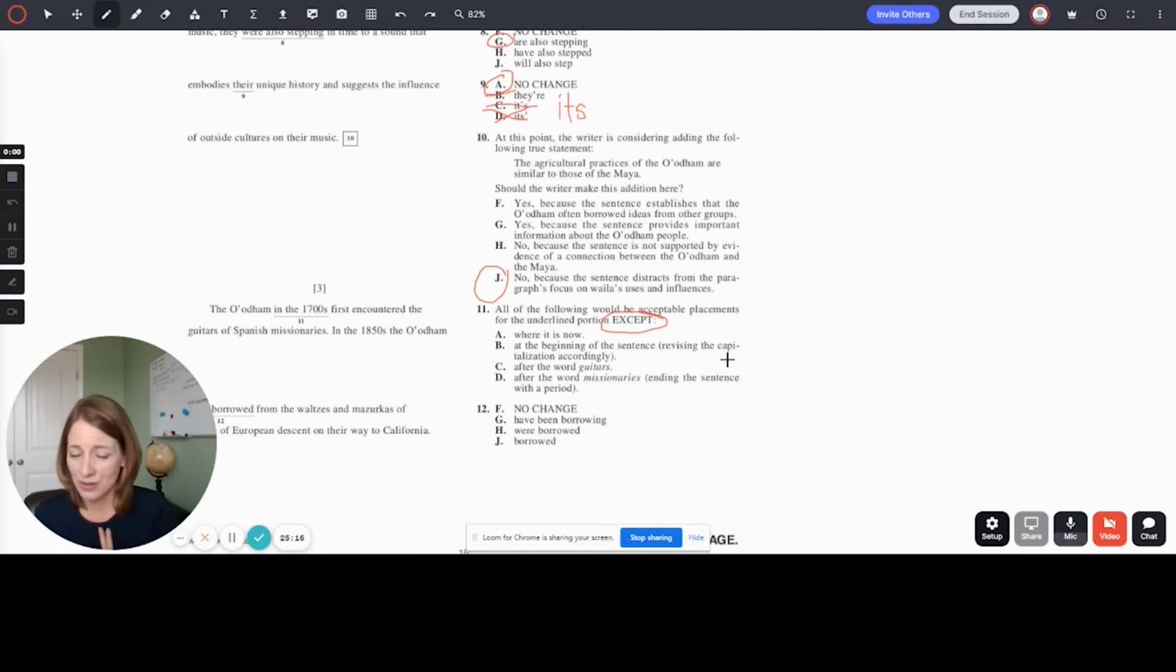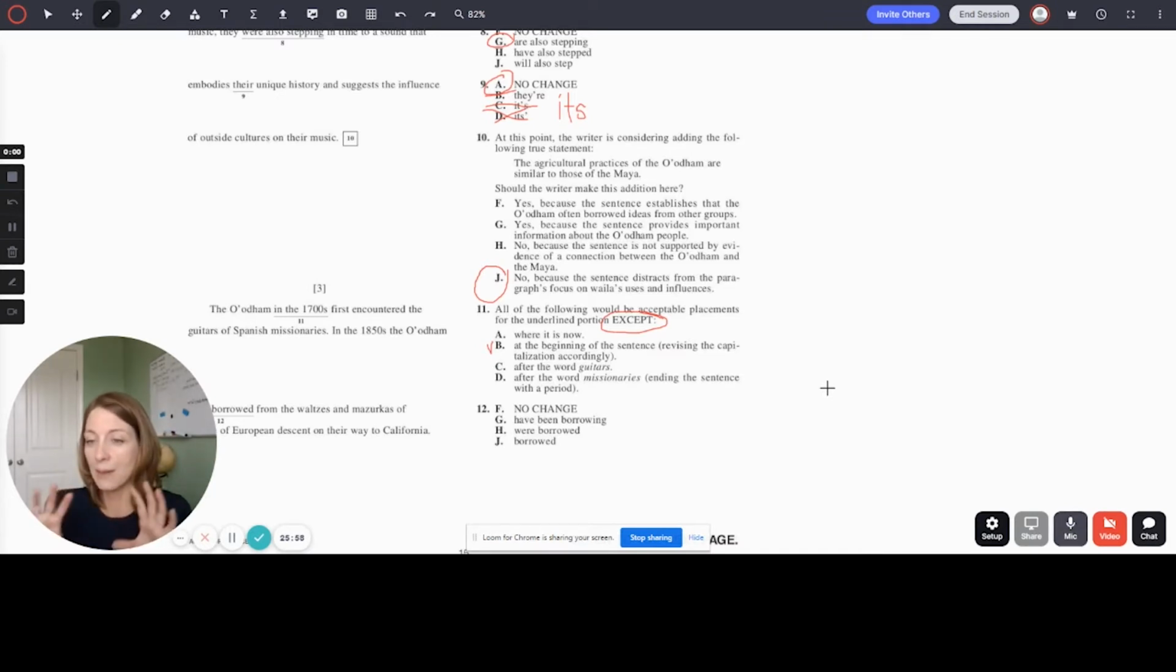I personally like B. Well, let's see what would be the except. All would be okay except. So I actually like B as an option. That would be acceptable. After the word guitars, the Ode first encountered the guitars in the 1700s. Yep, you can't put it after the word. First encountered the guitars. What guitars? You can't say they first encountered the guitars in the 1700s.